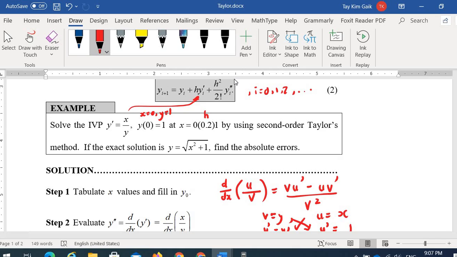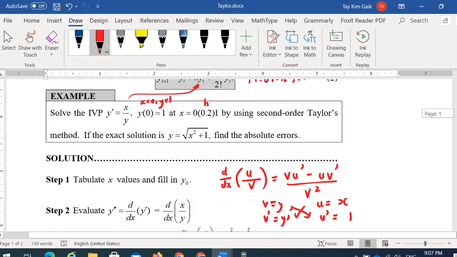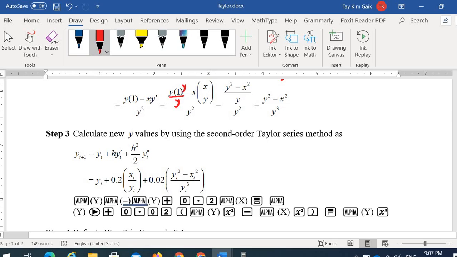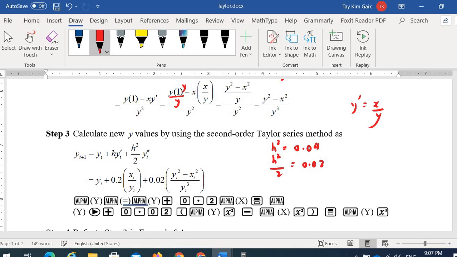And then plug in h, which is 0.2. h squared will be 0.04, and h squared divided by 2 factorial, which is 2, you have 0.02. Y prime is x over y. So for the second order Taylor's series method, y(i+1) will be equal to yi plus h times xi over yi, plus h squared over 2, which is 0.02, times yi double prime, which we obtained in step 2, which is yi squared minus xi squared divided by yi cubed.